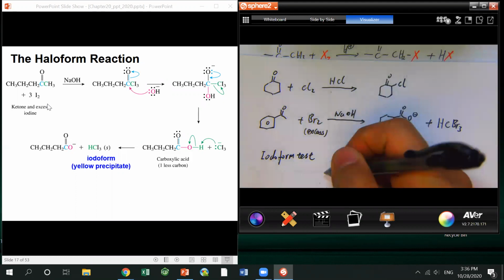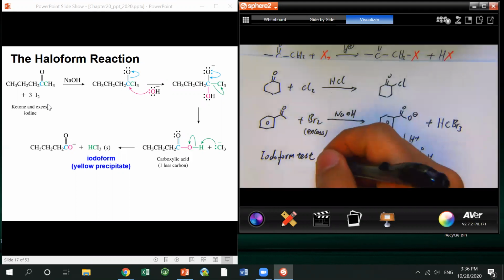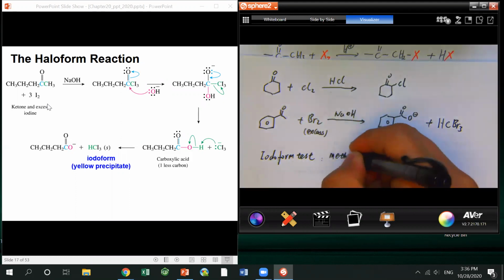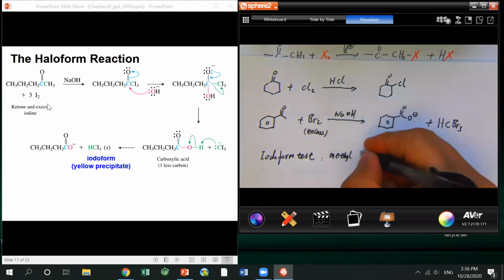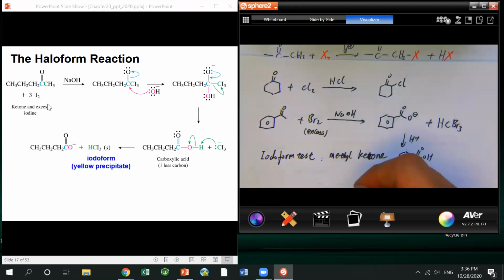Like we learned the Beilstein test for the halogens, the iodoform test is for methyl ketone. It can actually also be used to test for acetaldehyde.